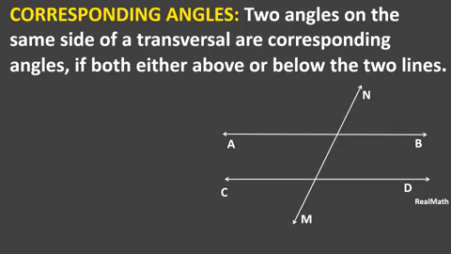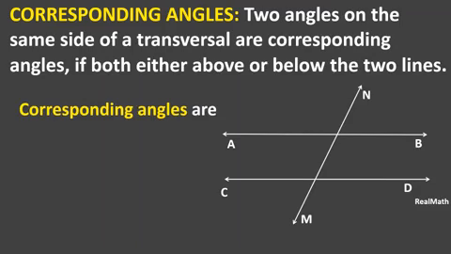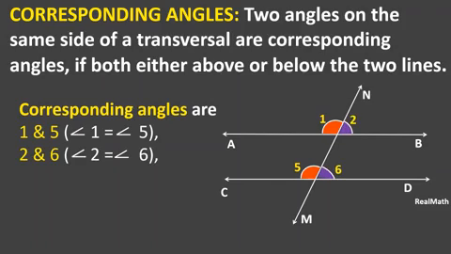And finally, corresponding angles. Corresponding angles are the pair of angles on the same side of the transversal if both either above or below the lines. First pair is angle 1 and 5. It is on the same side of the transversal and it is above the parallel lines and they are equal. Always corresponding angles are equal. Angle 1 is equal to angle 5. Second pair is 2 and 6.